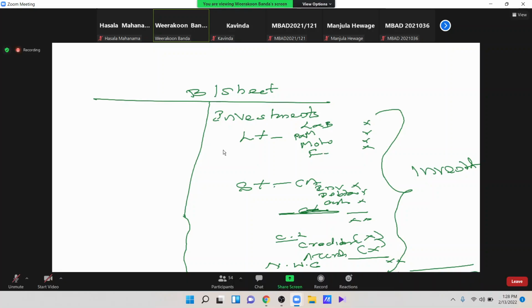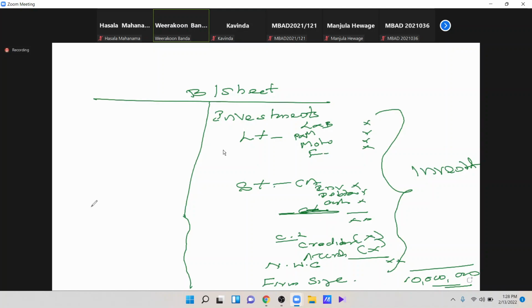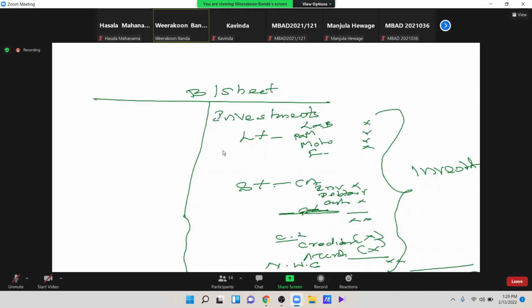If you need 10 million rupees, then you have to think about how to raise the capital. Sometimes during the past period, you may have saved some money in your bank account, and then you can use that. Then you can use your own capital here.